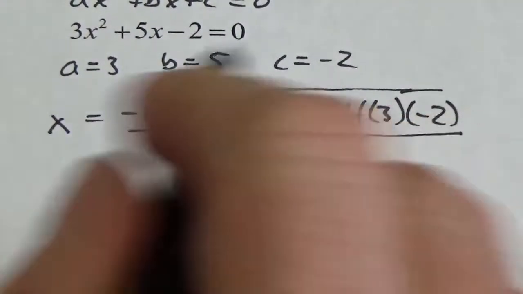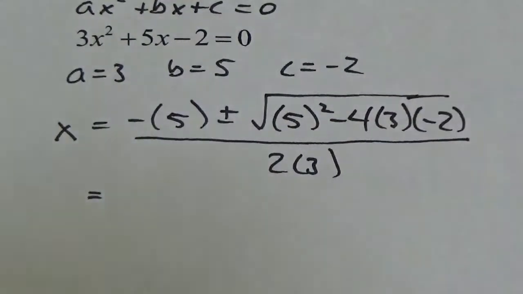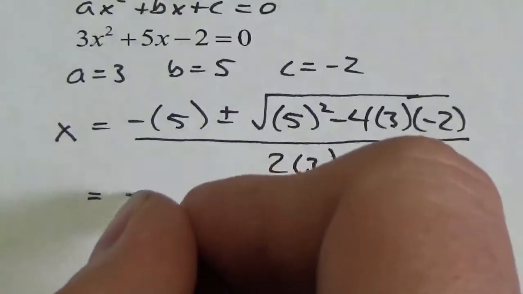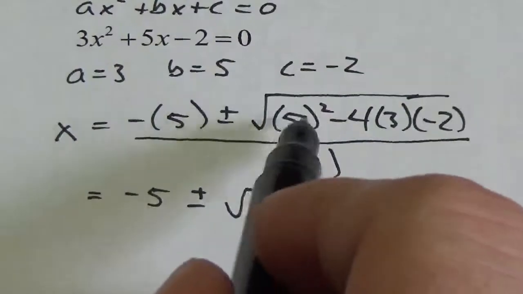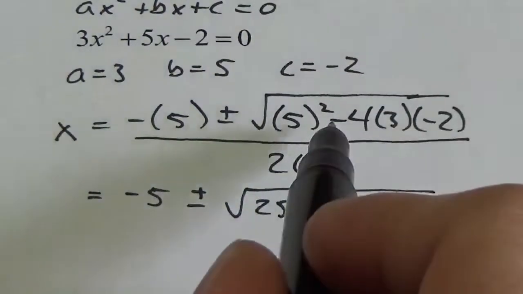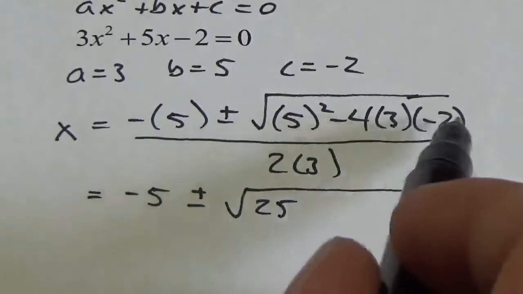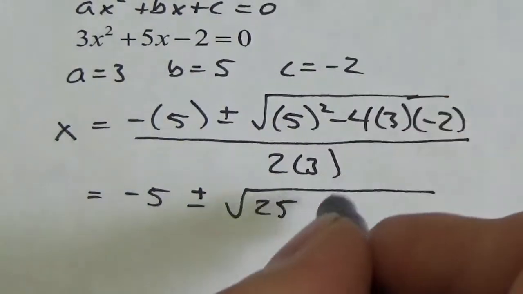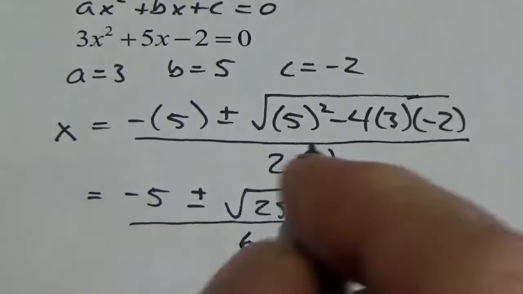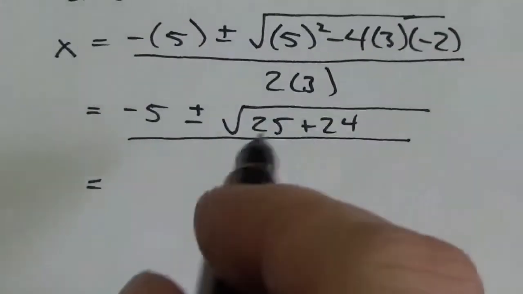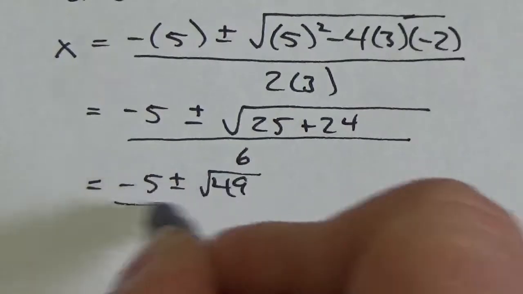And actually, although this is kind of intimidating looking, once I plug those in, this is just evaluation. I mean, this is stuff that you've been doing for a very long time here. I just got to actually do the arithmetic here. 5 squared is going to be 25. This is 4 times 3 times -2, so it's going to be -24. But with that negative there, it's going to be positive 24 because I'm subtracting a negative. And then down here, this is going to be 6. Okay, well, 25 plus 24, that is 49.